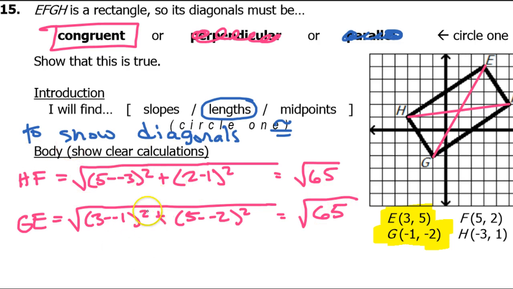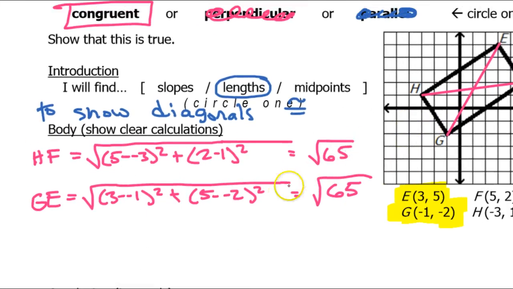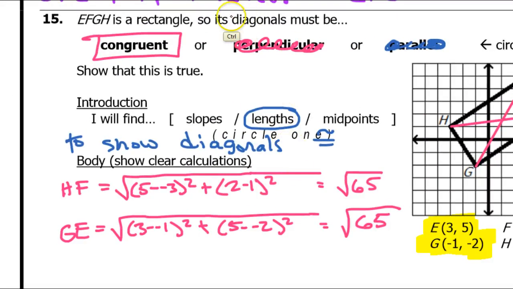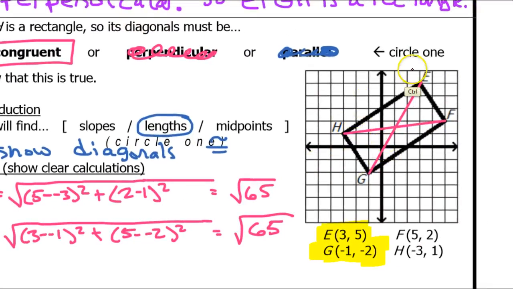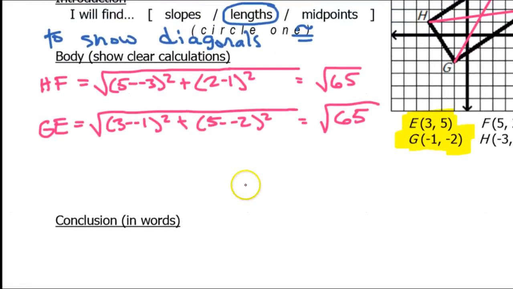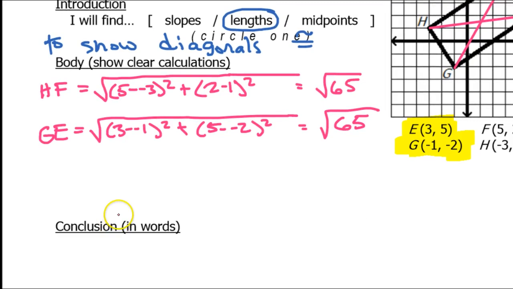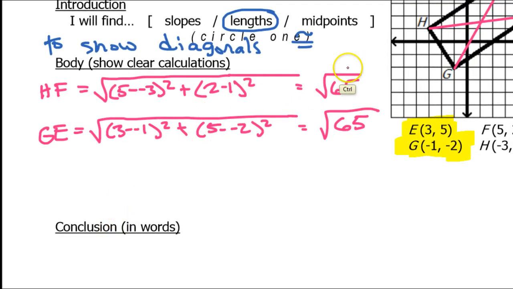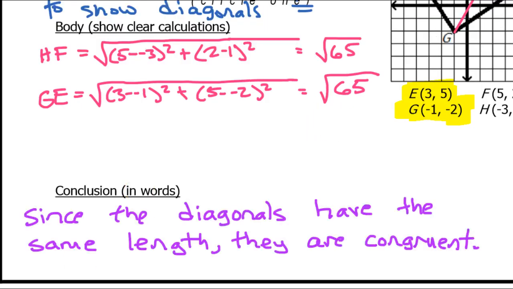So that's it for my clear calculations. All right, I just did the diagonals. They're asking about diagonals, so I'm not going to go finding the lengths of all the sides. All right, that would not make any sense. So now the conclusion, I'm just going to write, since the diagonals are the same length, the diagonals are congruent. And there you go. Since the diagonals have the same length, they are congruent.